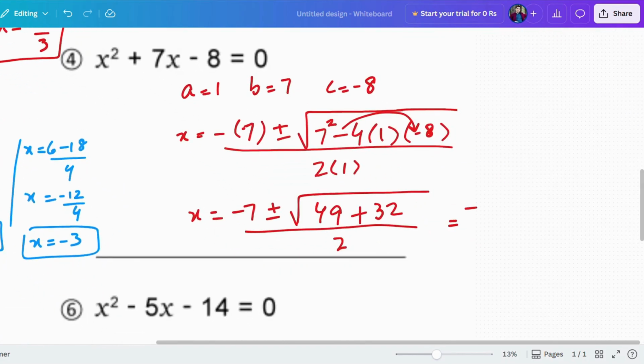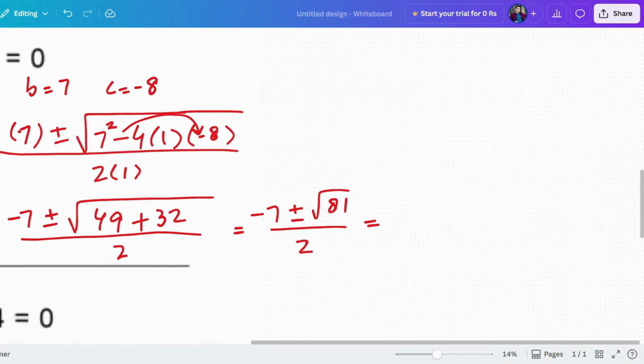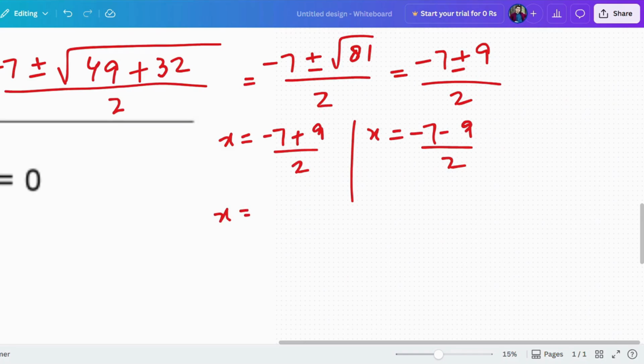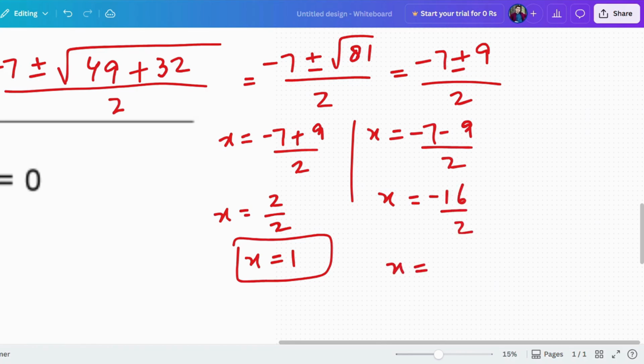So now I'm going to simplify it further. 49 plus 32 is equivalent to 81 over 2, which gives minus 7 plus or minus 9 over 2. Alright. So one time I will put x equals minus 7 plus 9 divided by 2, and the other time x equals minus 7 minus 9 divided by 2. So now x is equivalent to 2 divided by 2, which is x equals 1 for this one. And for this one, they will add up to minus 16 over 2, so x is equivalent to minus 8.